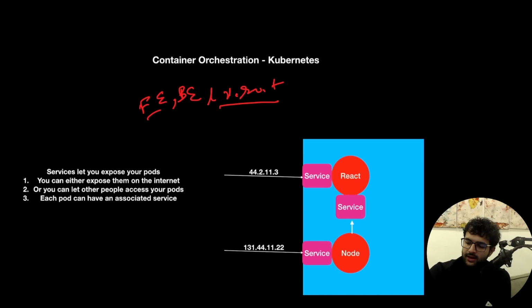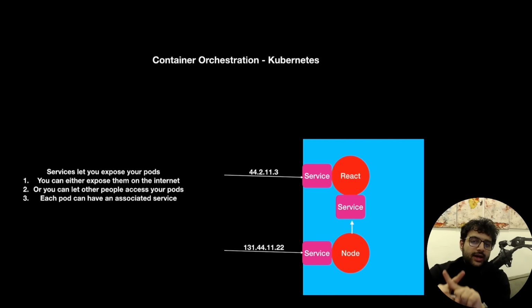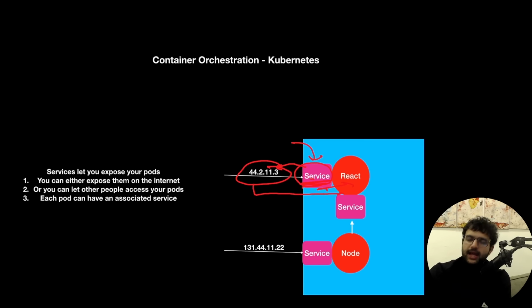So Kubernetes by default, when it starts these pods, does not let anyone access them. I repeat, you cannot hit a URL by default and say, okay, let me reach this specific React project. If you want to expose it, you create a service. You attach a service to React or the specific pod, and then this service has an IP that you can visit. When you create the service, it gets an associated IP. Now you can hit this React application. Similarly for the other application.